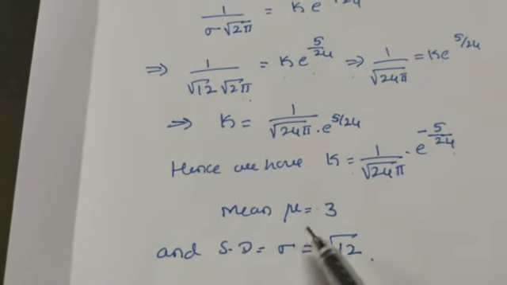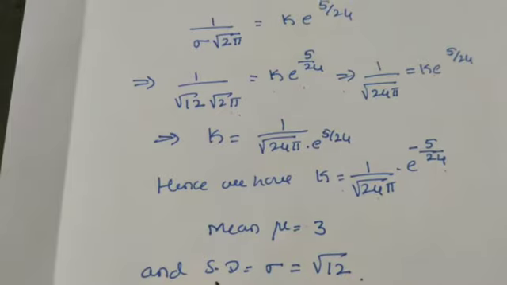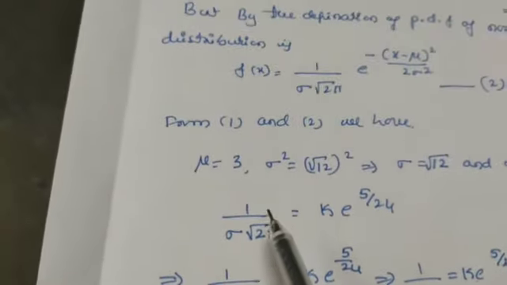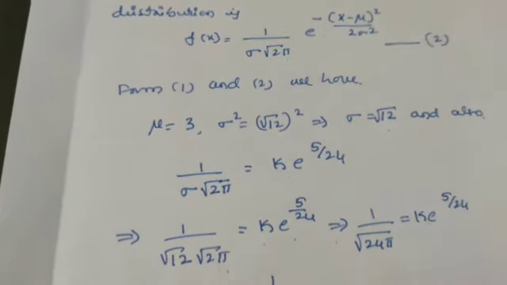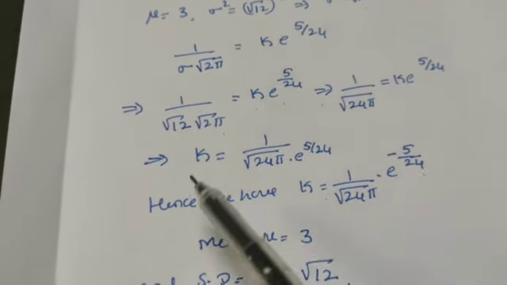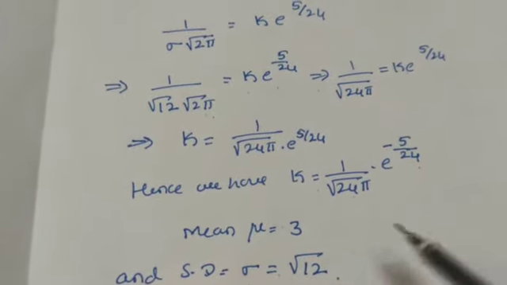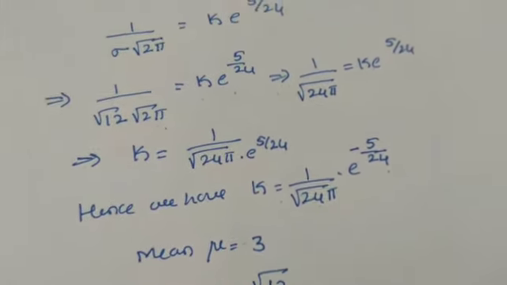By comparing we got the mean, mu, is equal to 3, and we know the standard deviation sigma is equal to under root of 12. This again we have done here, sigma equals root 12. So from these we got the values of k, mu and sigma, the standard deviation. So this completes this problem.